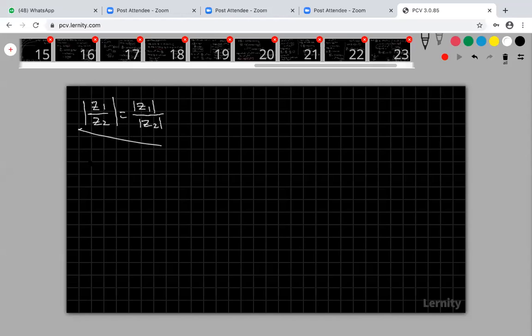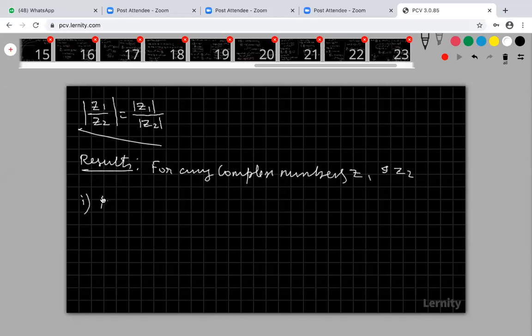Now look at the results. These results we have already discussed in our previous class, for any two complex numbers Z1 and Z2. The first result is modulus of Z1 plus Z2 equal to modulus of Z1 plus modulus of Z2.